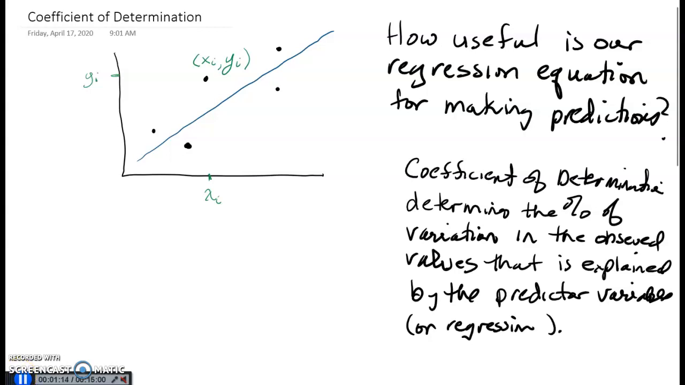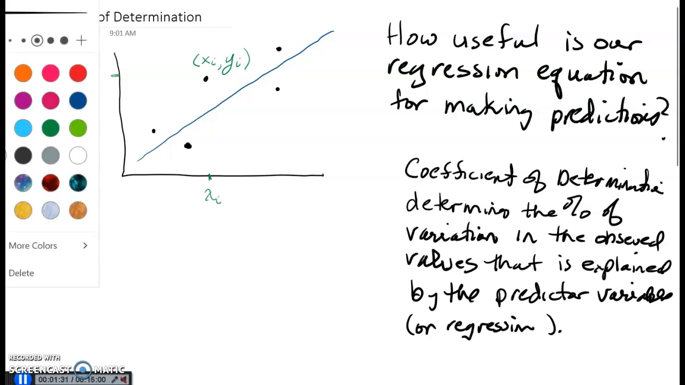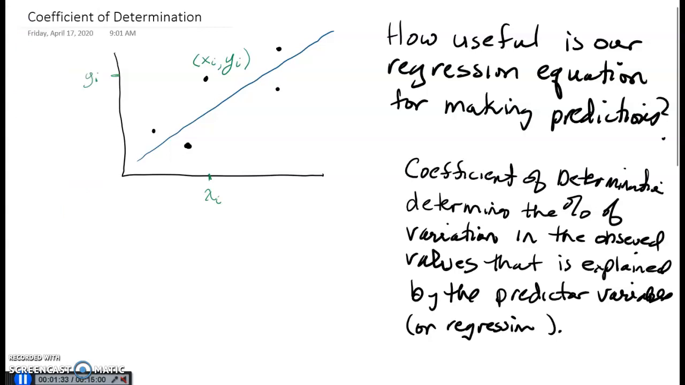So keep in mind, this will be a percent. Your final answer for your coefficient of determination is going to be a value between 0 and 1. If you're not getting a value between 0 and 1, you're making mistakes somewhere. Our coefficient of determination is represented by r squared.